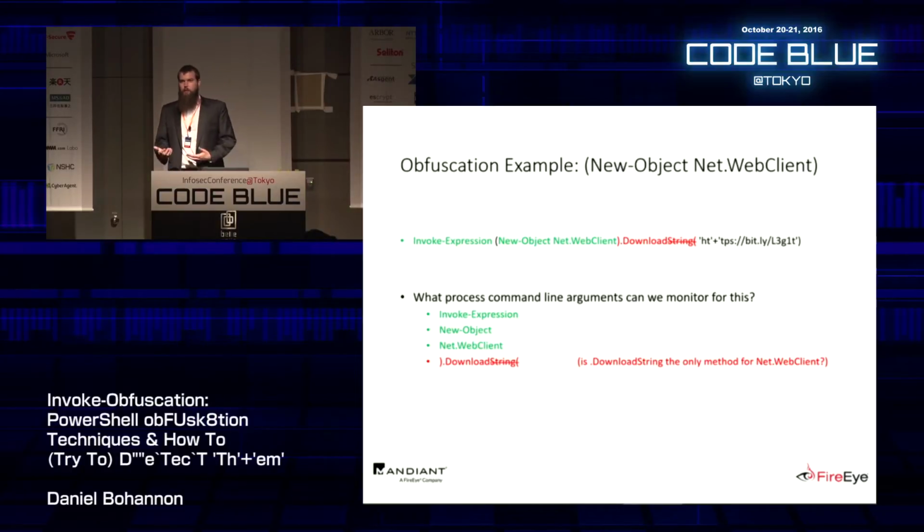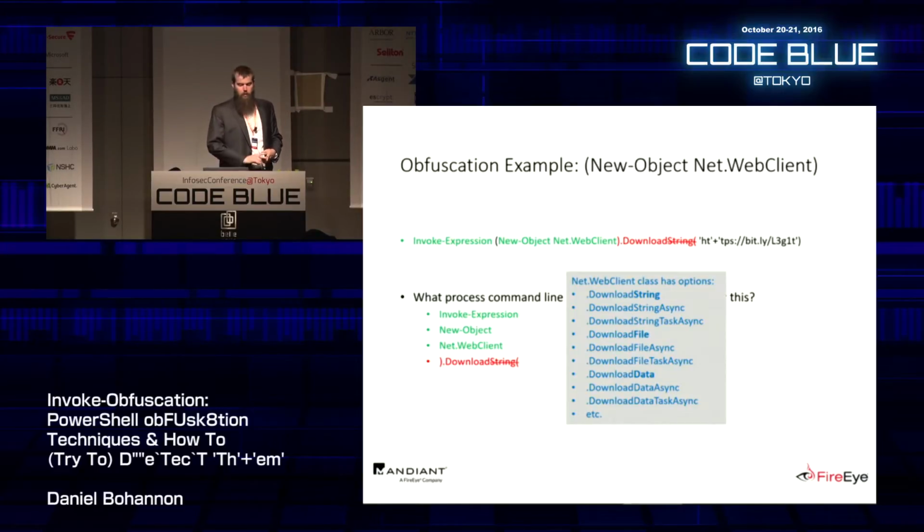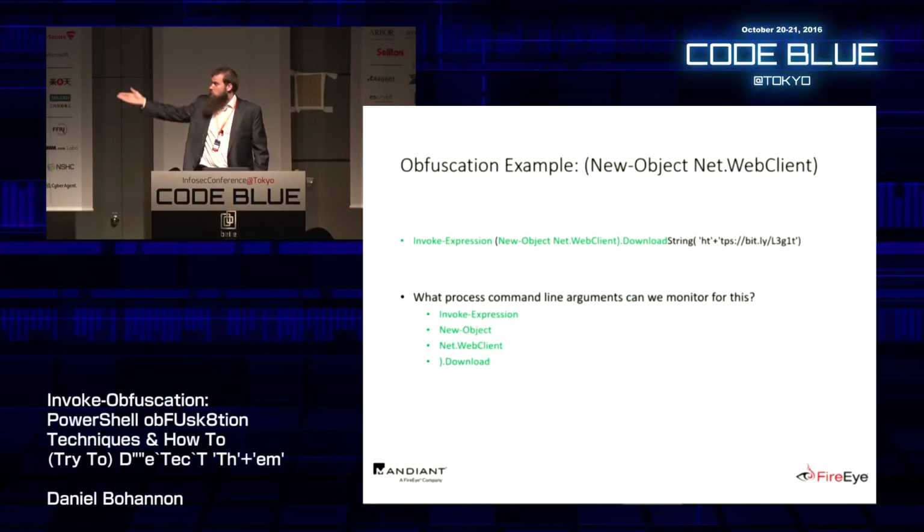Next, we have download string. So this is a member of net.webclient. However, it's not the only member. It is the most common, but we've seen attackers use download string, download file, and even download data. And there's 9 that are listed right here, but there's actually even more. So again, we have to know our options. What is possible in the language itself? Are we looking for all of those options? So why don't we just say .download? We'll just take that as our indicator.